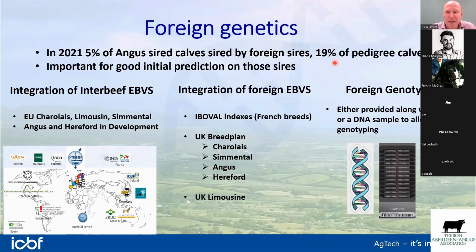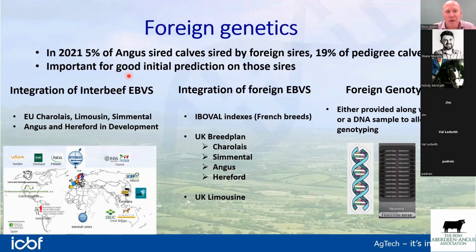So obviously, Irish breeders are, I suppose, very active in securing outcross sires and using those sires to breed the next generation. So it's important to try and put as good an initial prediction on those sires as possible. I suppose there are 2 key areas that we try to improve that initial prediction.